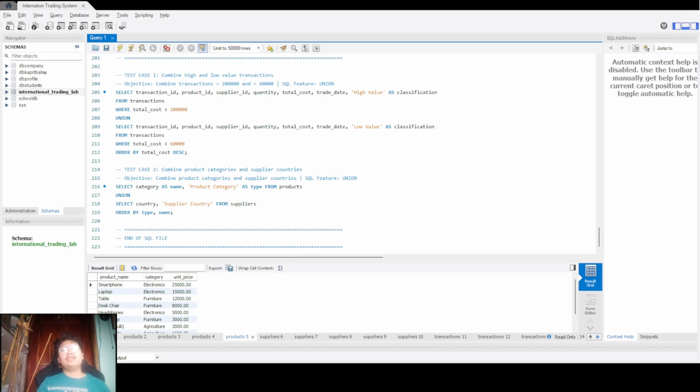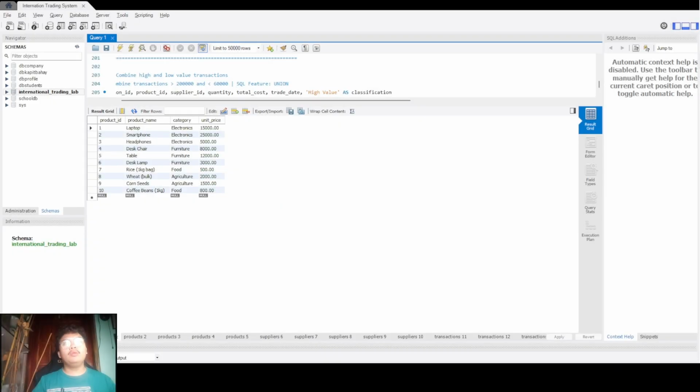So this system shows how international trade companies can organize and analyze their business data using SQL. The SQL file I created contains all these queries and can be run in MySQL Workbench to execute all tests automatically. Now I will show you the test cases.